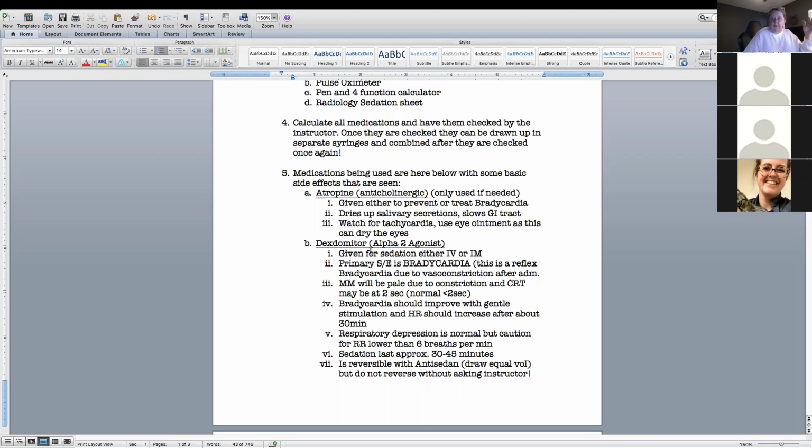But when you give it IV, probably within about a couple minutes, they're going to become sedated, and they will continue to become sedated. So I don't give it and then in 2 minutes try to take an x-ray right away. Sometimes you're going to see varying levels of sedation when you use it. The big thing to watch with this drug is bradycardia. There's a reason it's capitalized. This is a normal effect of the drug because when you give it, it causes a peripheral vasoconstriction.